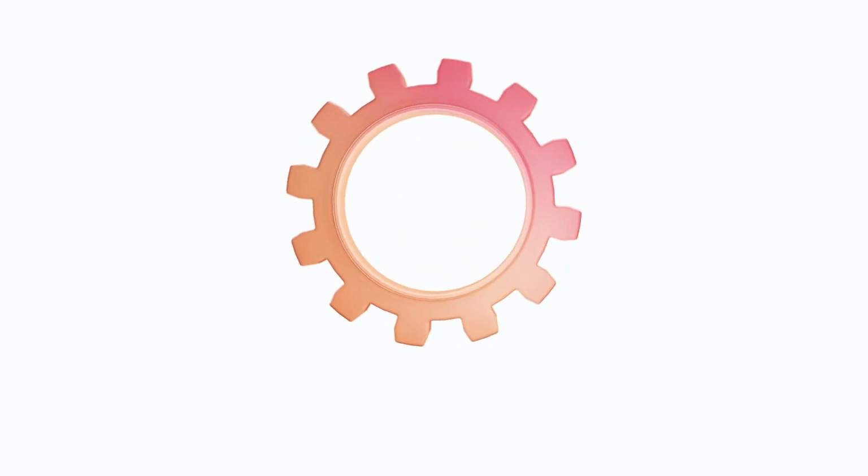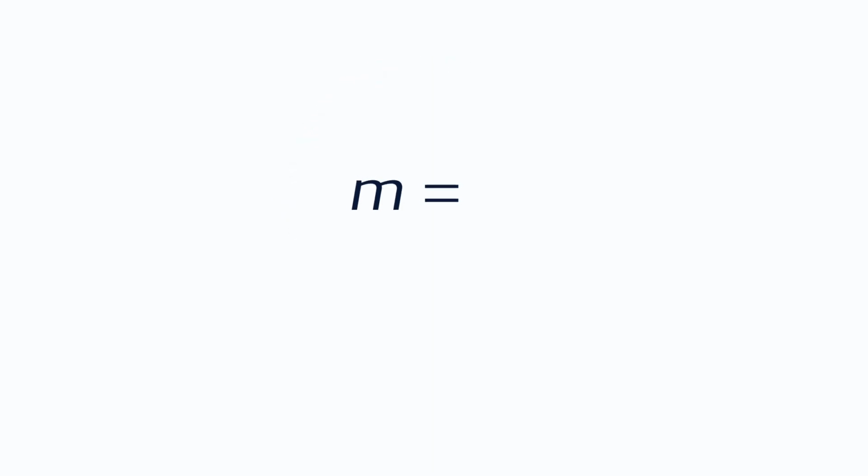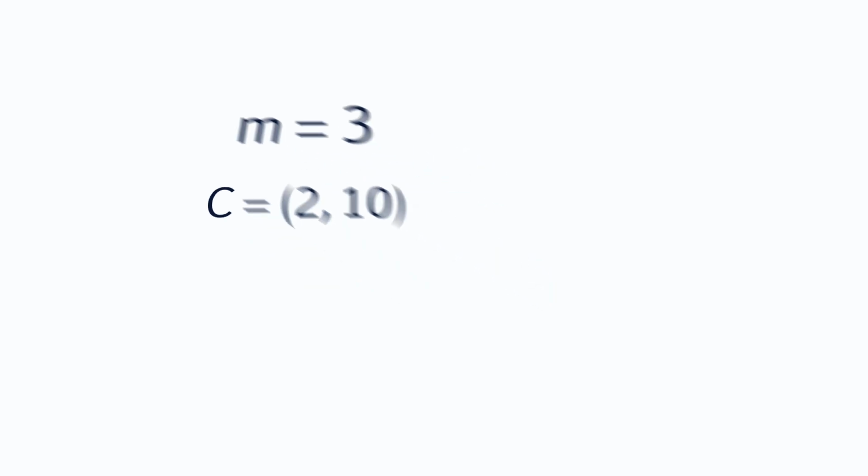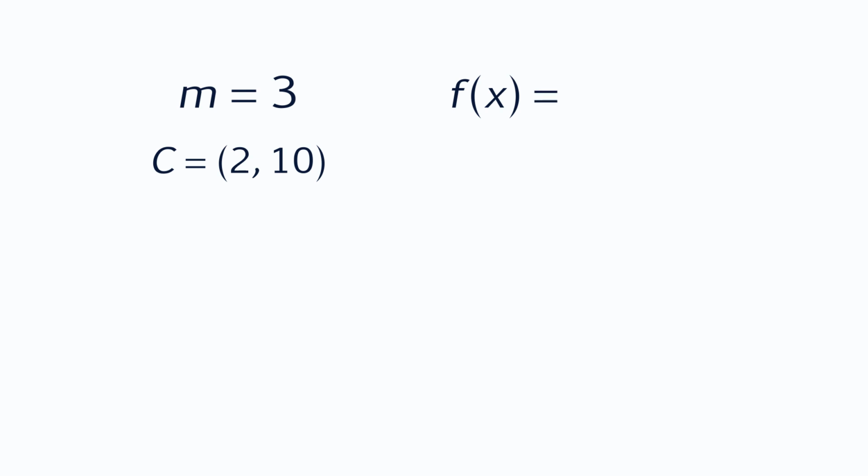Say you have a graph with a slope m equal to 3. Also, you have the coordinates of a point C on the graph at 2, 10. You have all the information you need to find the y-intercept, b. First off, recall that any point on the graph can be written as x, f of x.